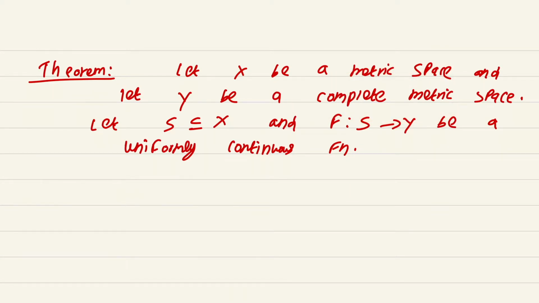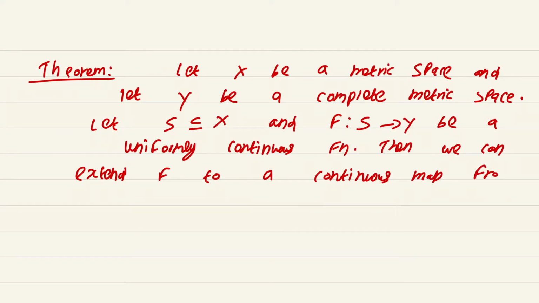Okay. Now here is what the result says. Then we can extend f to a continuous map from S closure to Y. In short, any uniformly continuous map from a metric space to a complete metric space extends in fact to the closure. Okay, so let's prove this. The proof is exactly the same idea as what we have seen before, but let's write down all the details.